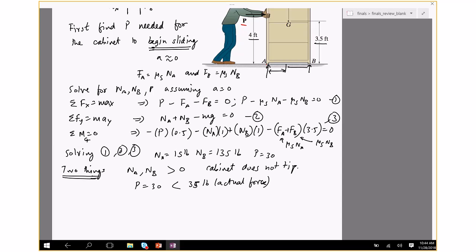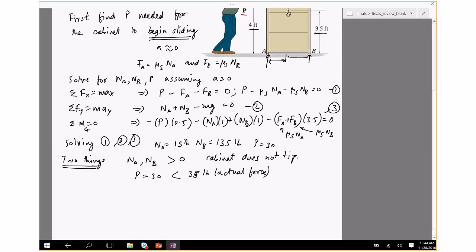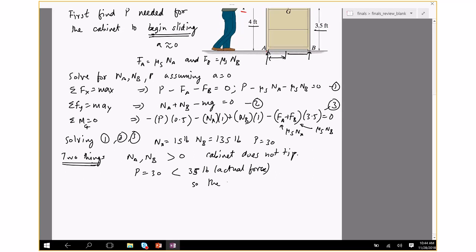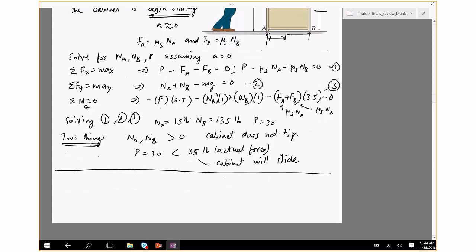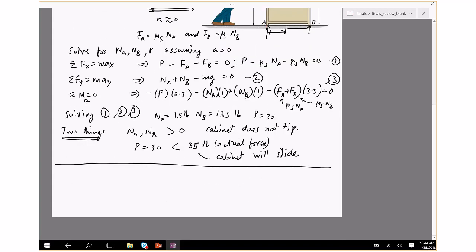Okay, questions? Because of this, the cabinet will slide. So it's not tipping because the normal force is not 0. It will slide because the force P which is applied is greater than the P needed to keep the block in equilibrium. So we have to resolve this problem assuming that the acceleration is not equal to 0.